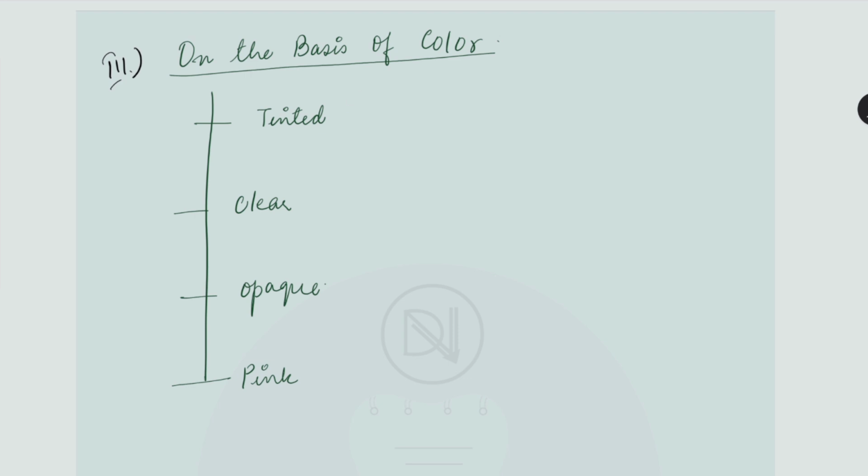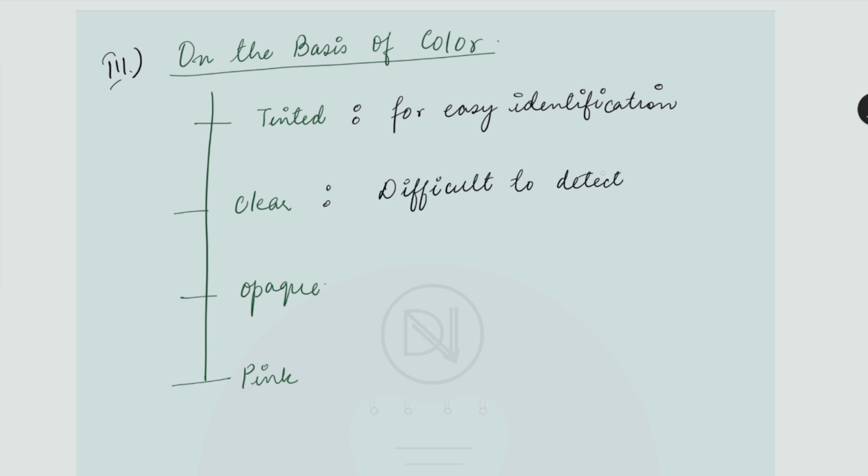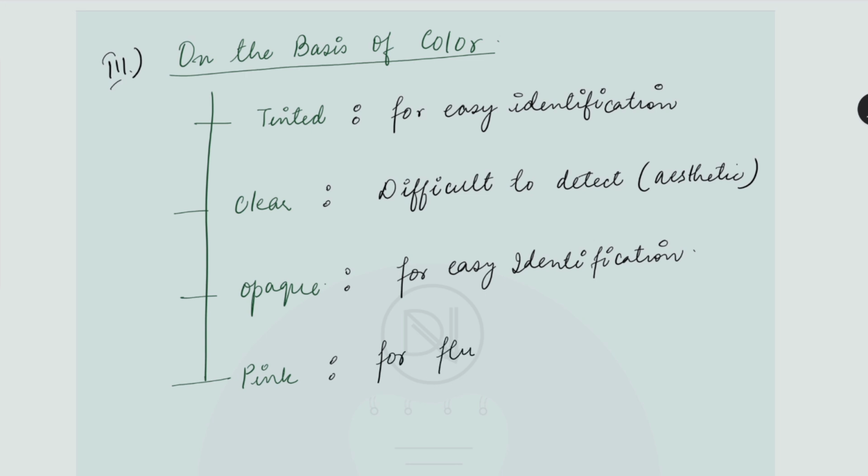Okay, now here the tinted one is for easy identification. The second one, clear, is difficult to detect, but the benefit is that it is aesthetic. Okay, the third one is opaque. This is again for easy identification, and the pink one is for fluoride release.